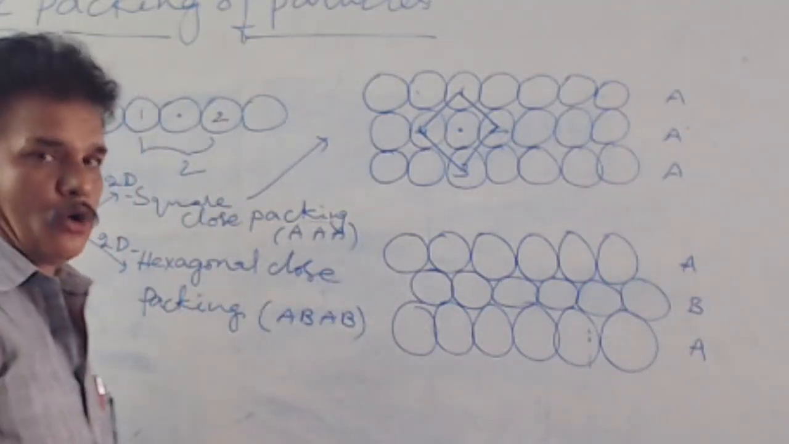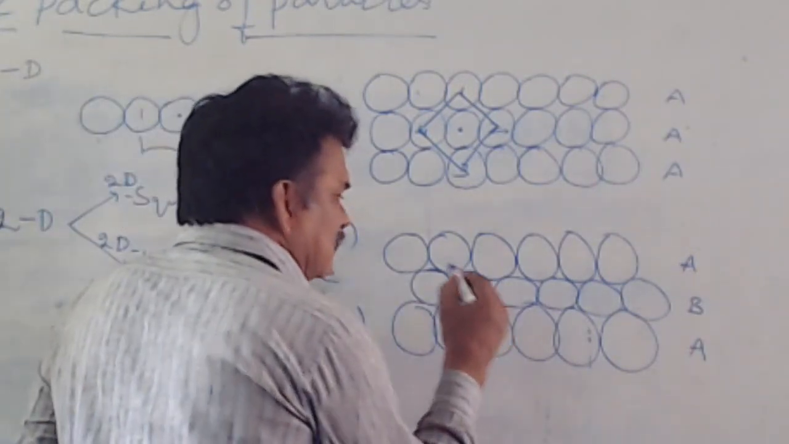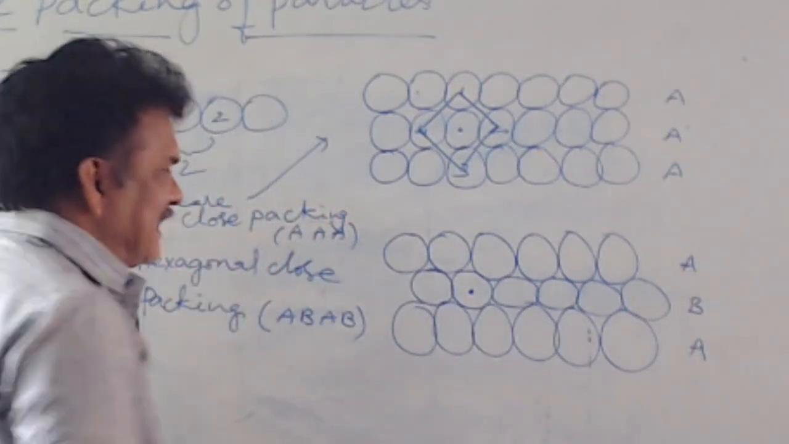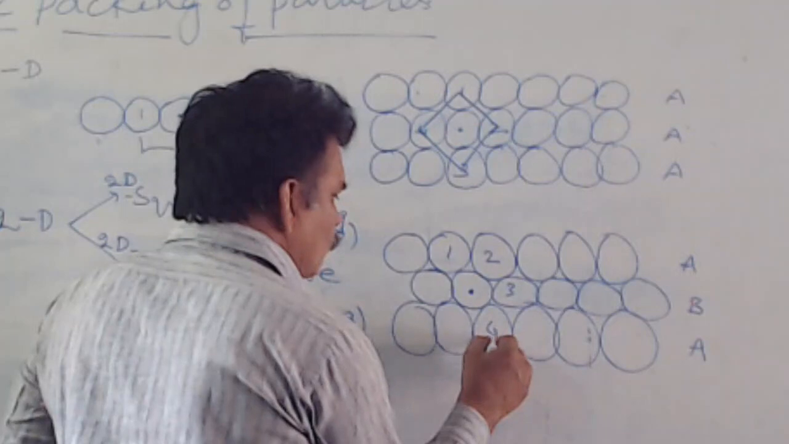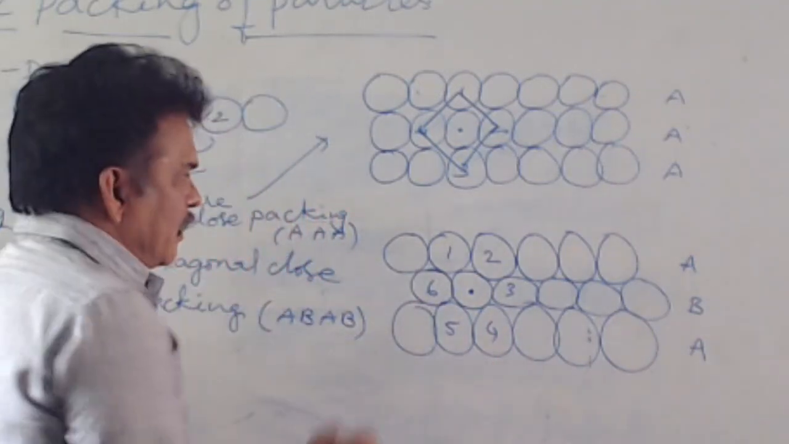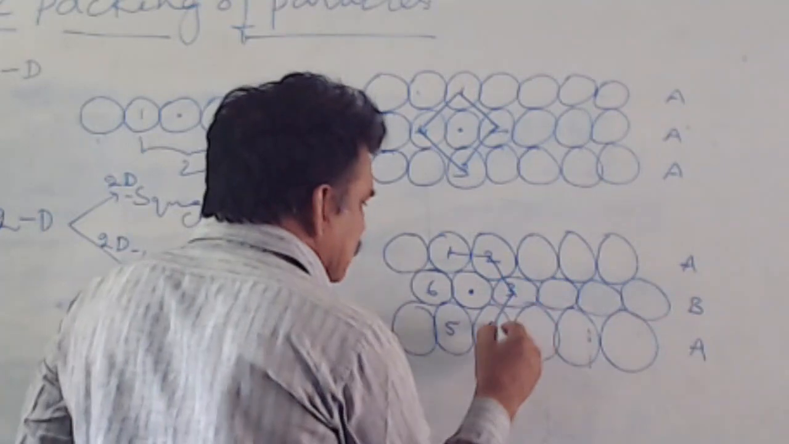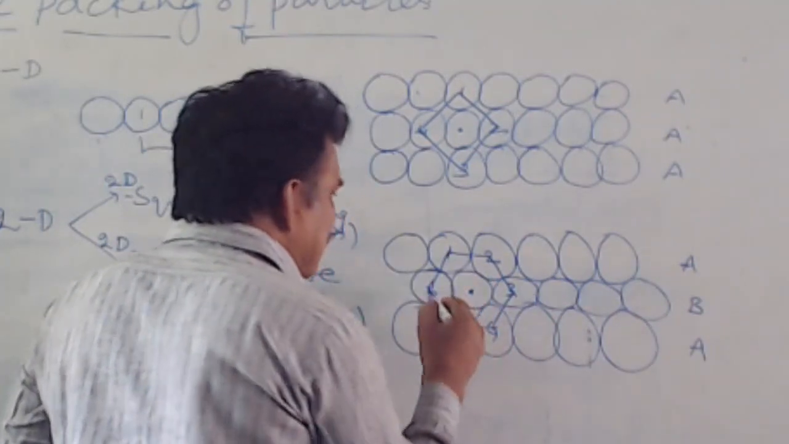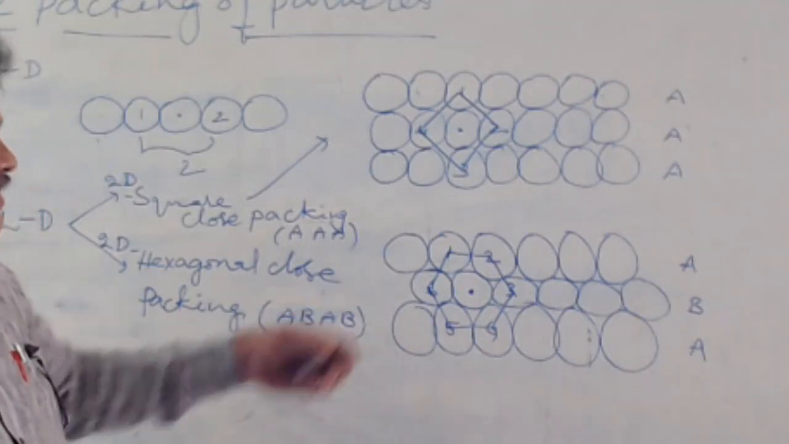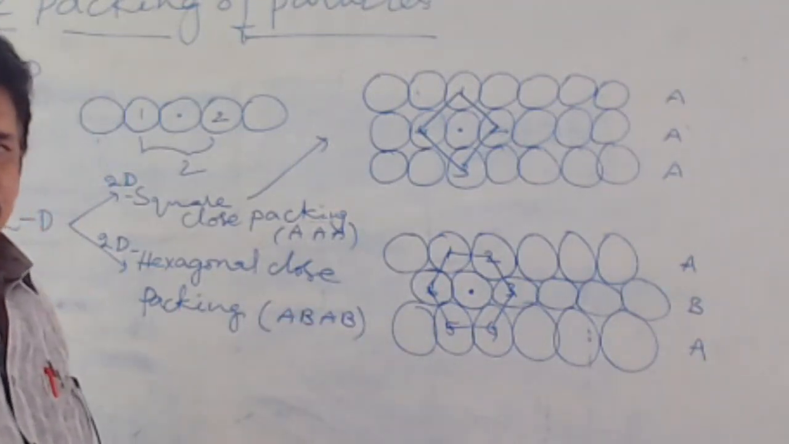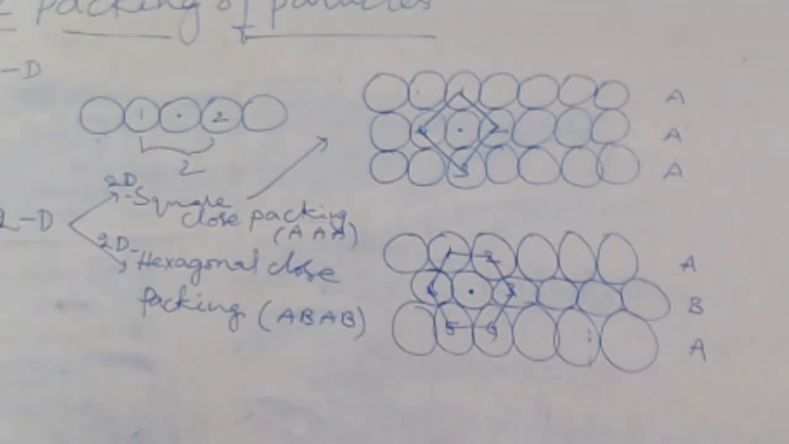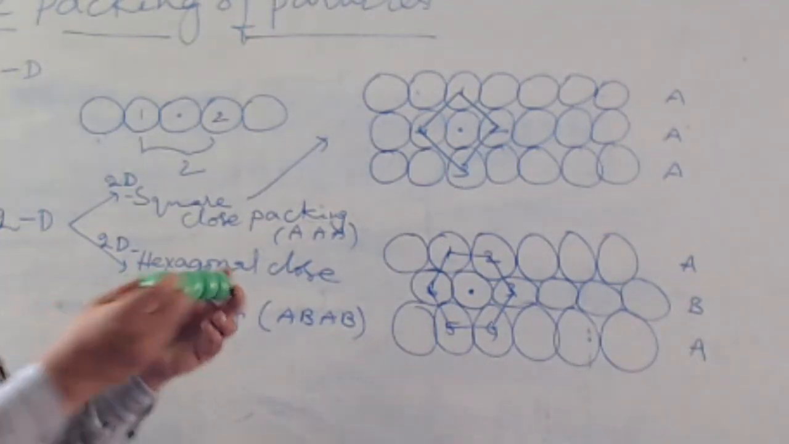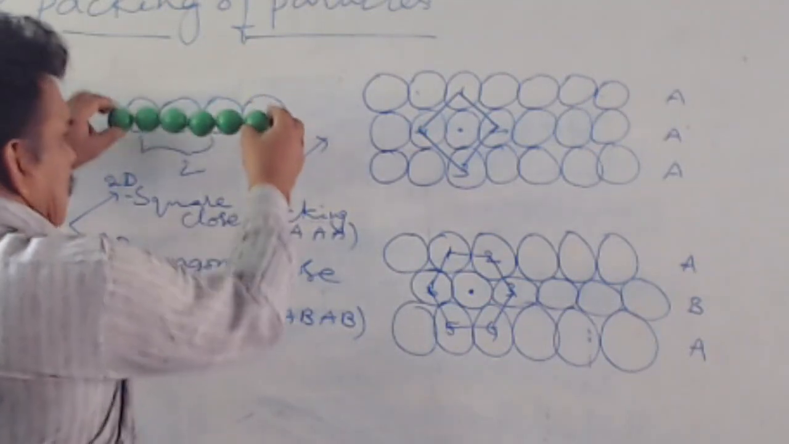It is called hexagonal close packing because if this is the reference particle, it is in contact with 6 other particles. 1, 2, 3, 4, 5, 6. If we join the centers of these 6 particles, we will get a hexagon. So this is called two-dimensional hexagonal close packing. Okay, we will observe this here. So this is linear close packing.